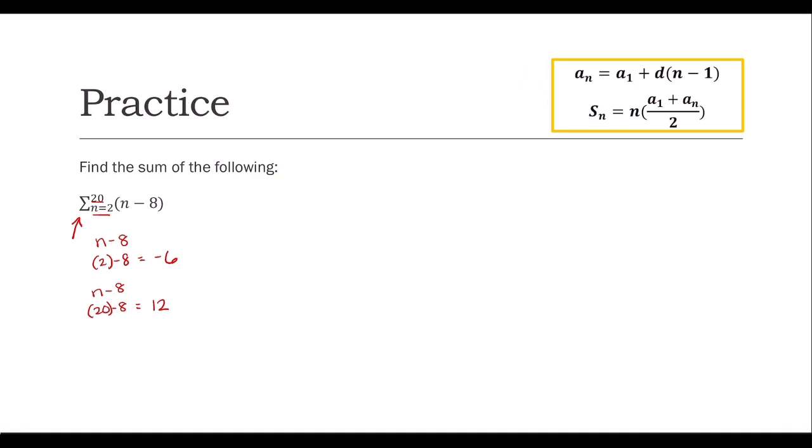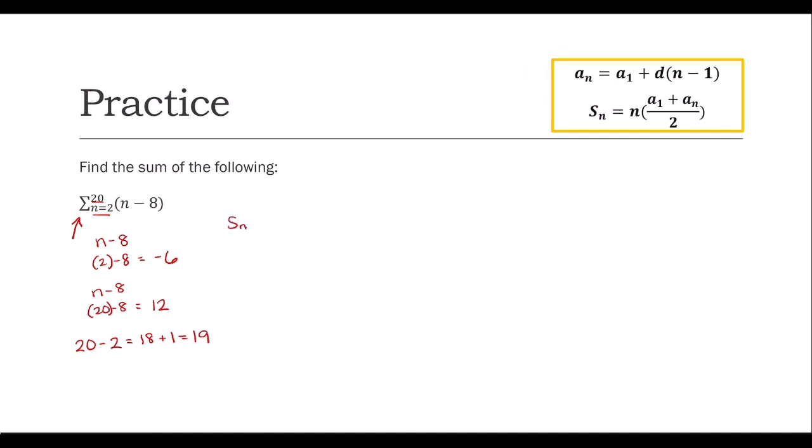So now we have a sub 1 and a sub n, but we don't know the number of terms. To find the number of terms, we'll take 20 minus 2, which equals 18. But since we're including the 2 and the 20, we're going to add one more to that. So we have 19 terms.